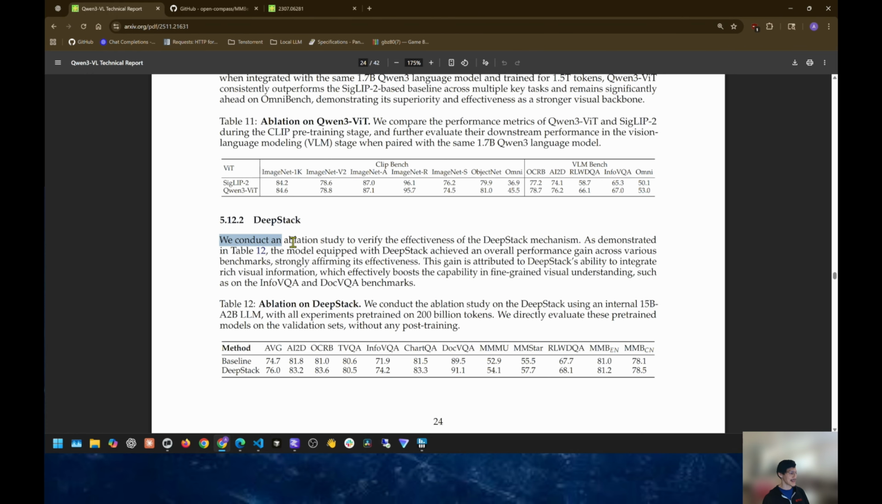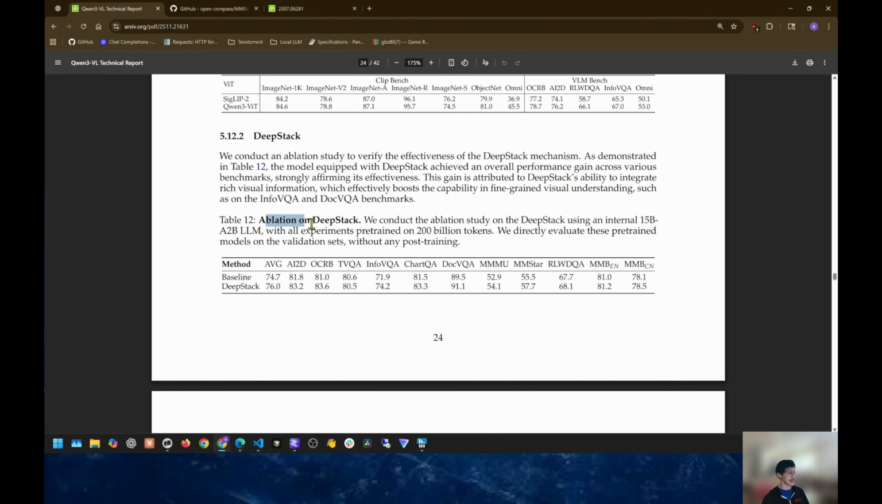Deep stack. Maybe this is what boosts it. So we conduct an ablation study to verify the effectiveness of the deep stack mechanism. As demonstrated in Table 12, the model equipped with deep stack achieved an overall performance gain across various benchmarks, strongly affirming its effectiveness. This gain is attributed to deep stack's ability to integrate rich visual information, which effectively boosts the capability in fine-grained visual understanding, such as on the InfoVQA and DocVQA benchmarks. So, ablation on deep stack.